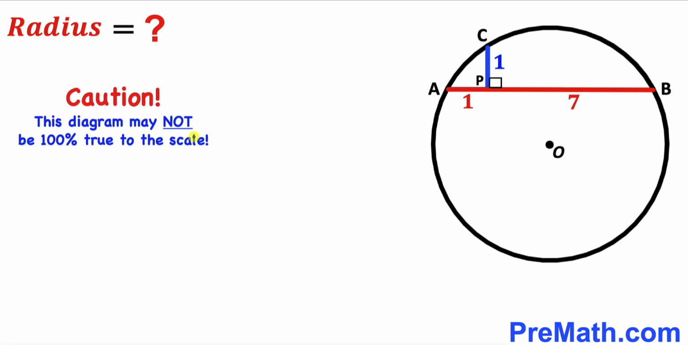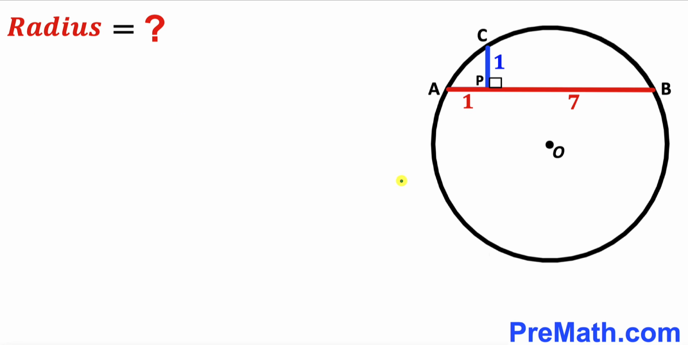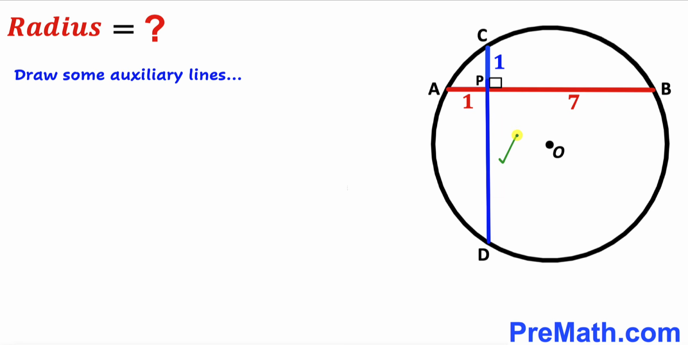Please keep in mind that this figure may not be 100% true to the scale. Let's go ahead and get started, and here's our very first step. We are going to draw some auxiliary lines to make our job simple. Here I have extended this segment CP all the way to point D, such that CD is another chord. Now we are going to calculate this segment PD length.